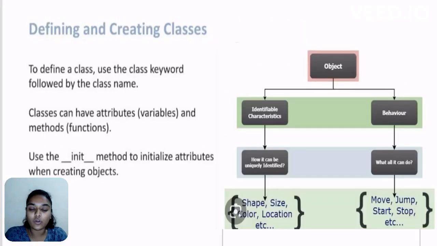Next is defining and creating classes. To define a class, use the class keyword followed by the class name. Classes can have attributes, that is variables, and methods, that is functions. Use the __init__ method to initialize attributes when creating objects.